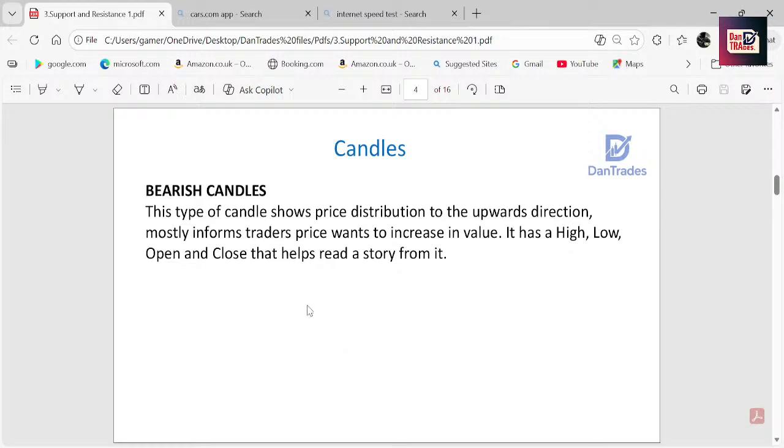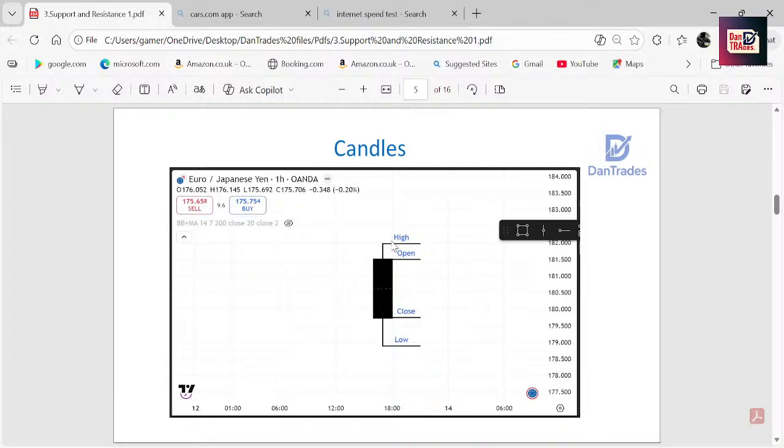So the next one is also the bearish candle, which we've basically spoken about already. It's the same thing. This type of candle shows price distribution to the downward direction. That's a typo. It shows it to a downward direction. Most informed traders, price wants to decrease in value. That's a high, low, open and close. So there are just some tweaks here. Here the upward and the increase, it goes downward and decreases in value. So the next picture is an example of a bearish candle.